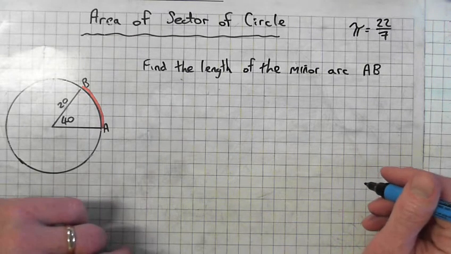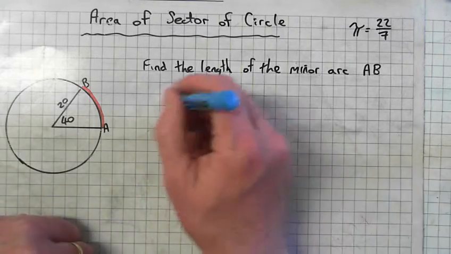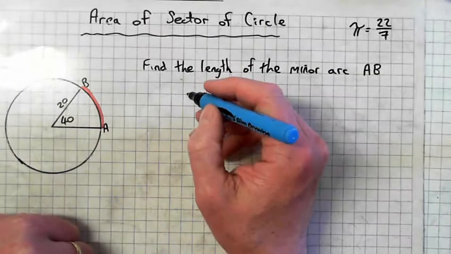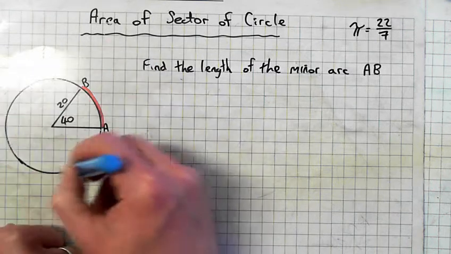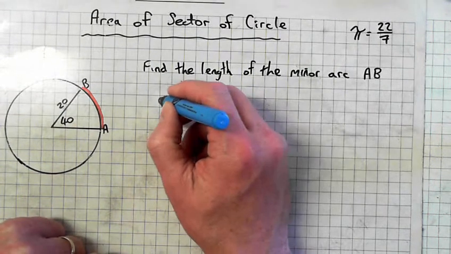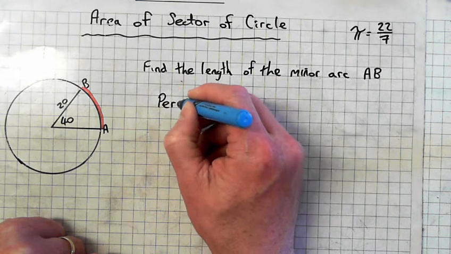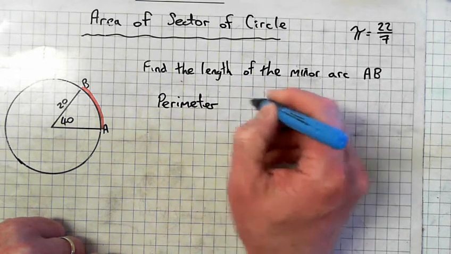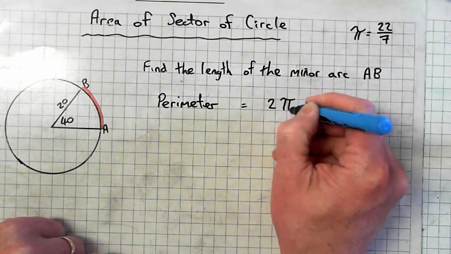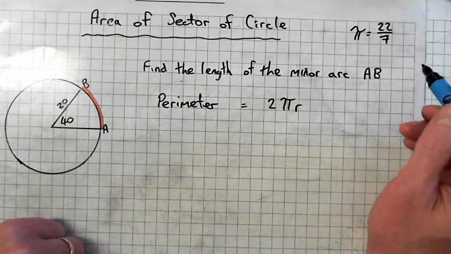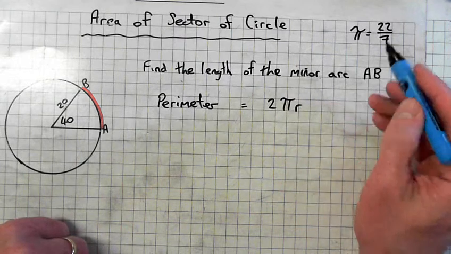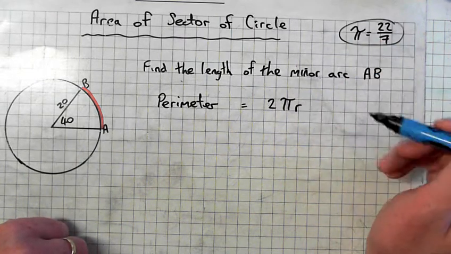Find the length of the minor arc AB. So what you're talking about is perimeter. First of all, we'll find the perimeter the whole way around the full circle. The formula for the perimeter of the full circle is 2 pi r. By the way, the question also says in terms of pi, so we don't fill in 22 over 7 for pi.